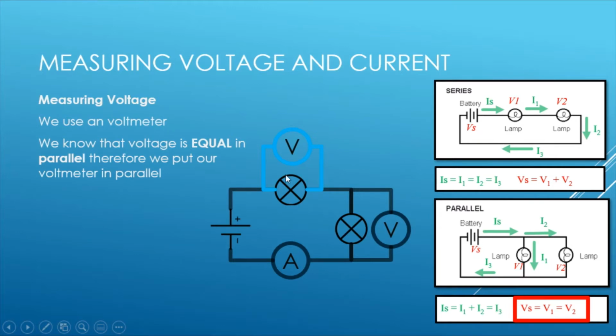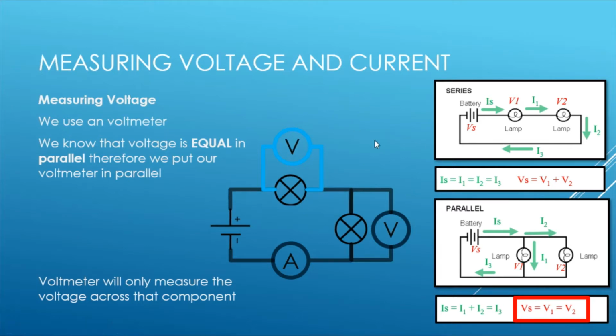If we wanted to figure out the voltage going through this other lamp, because we know these two lamps aren't going to have the same voltage in series, we put the voltmeter across it in parallel, and we now know that the voltage across it is the same as the voltage going through our voltmeter, and we get our voltmeter reading. Like here, we've had to add two voltmeters because we want to measure both of the component voltages.